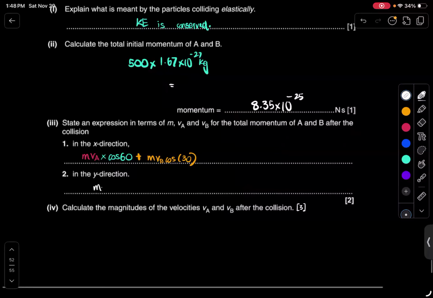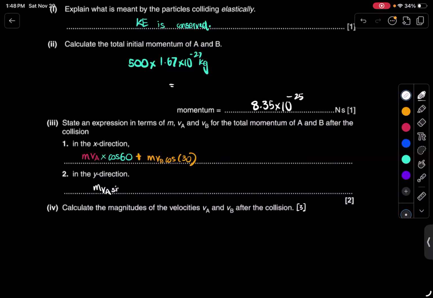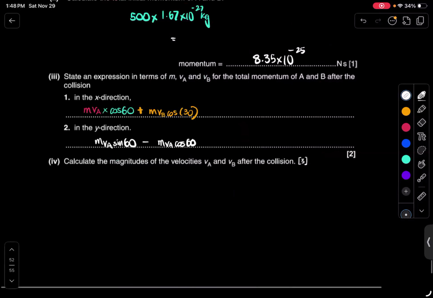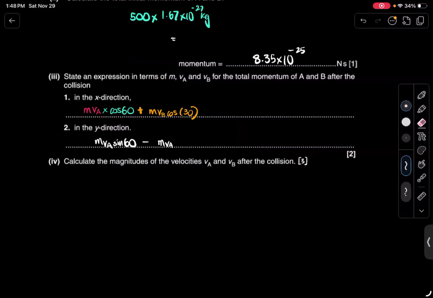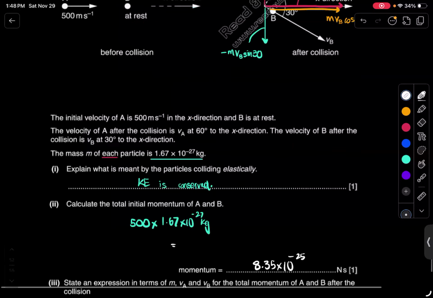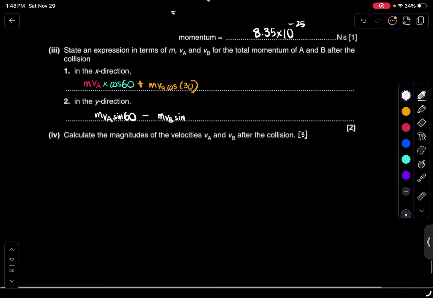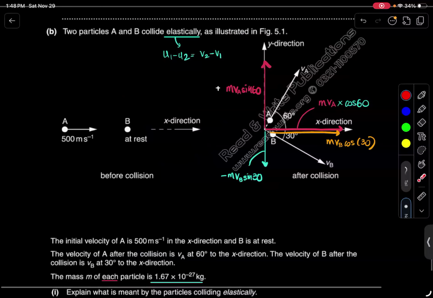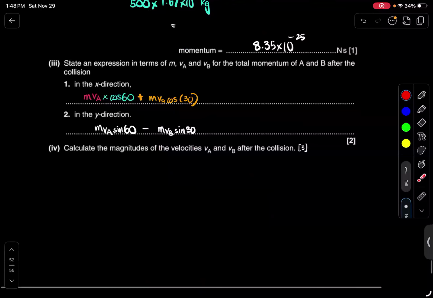So it's going to be MVA sine 60 minus MVB cos 60. Is that right? No, wait, sorry. MVB sine 30. Is that right? So yes, MVA sine 60 minus MVB sine 30.